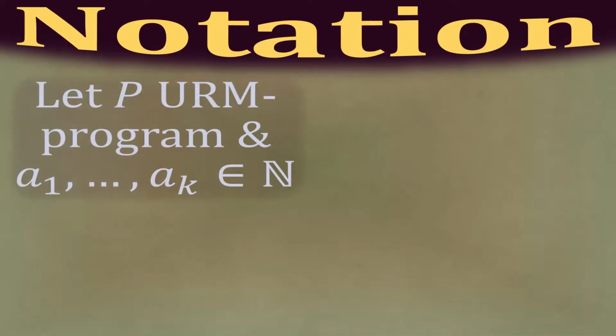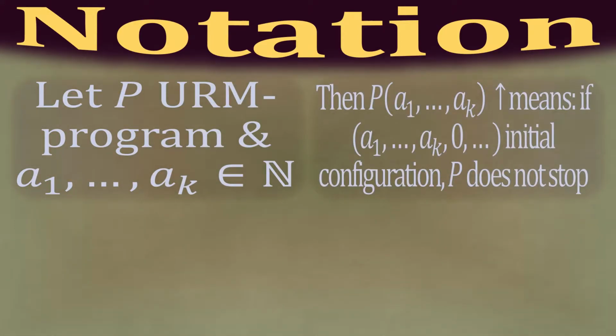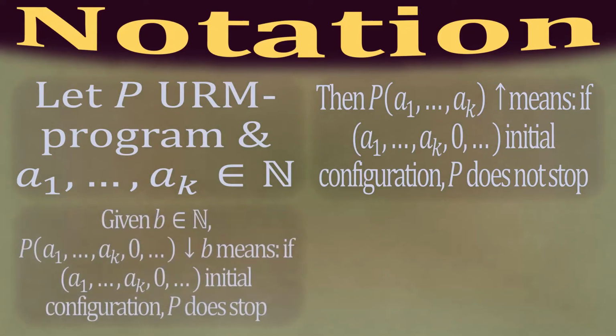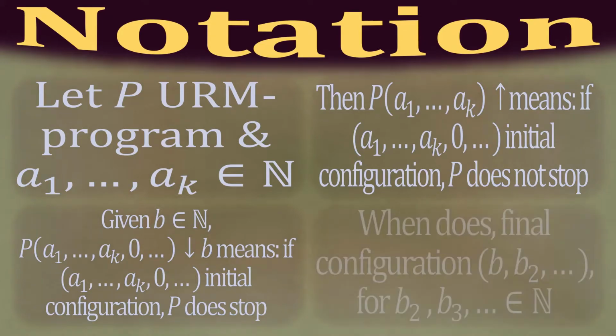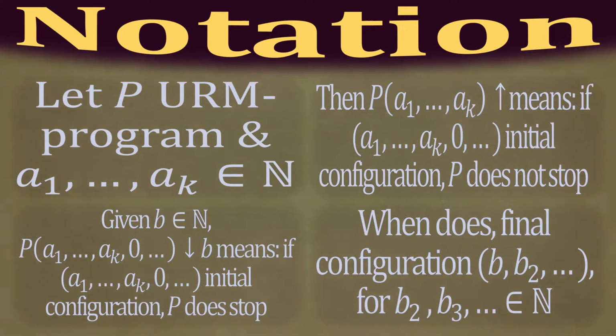Then, let's discuss some notation. Let P be a URM program and let A1 to AK be natural numbers. Then P of A1 to AK up arrow means that if A1 to AK followed by infinite zeros is the initial configuration, then P does not stop. Given B in the natural numbers, P of A1 to AK then infinite zeros down arrow B means if A1 to AK followed by infinite zeros is the initial configuration, then P does stop, and when it does stop, the final configuration is B, B2, B3, etc. for some B2, B3, etc.